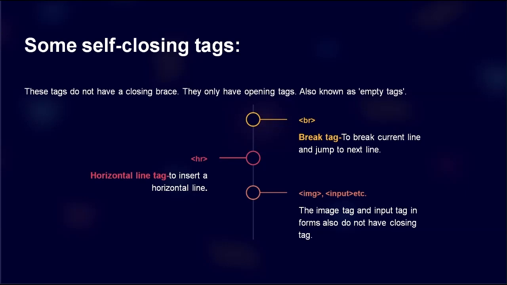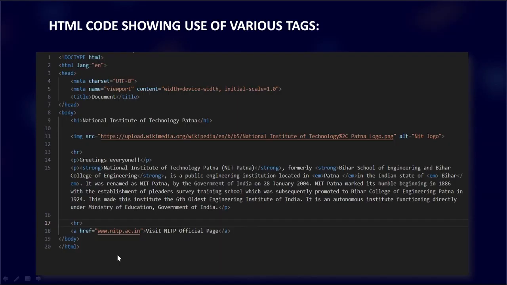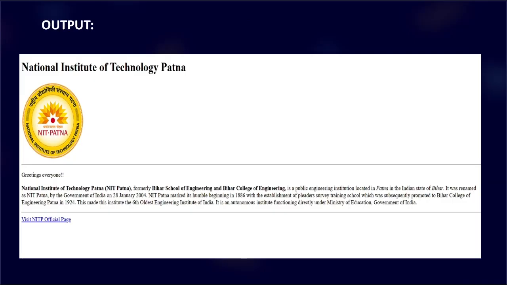So there do exist some tags in HTML that are not closed. They will only have the opening brackets. This input tag, we will be learning about shortly. So these are a few examples of the tags which only have the opening brackets, and they are also known as the empty tags. Now this is an example of how these codes are used in HTML, and this is the output generator.